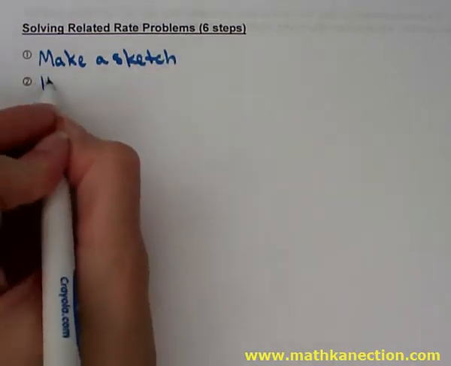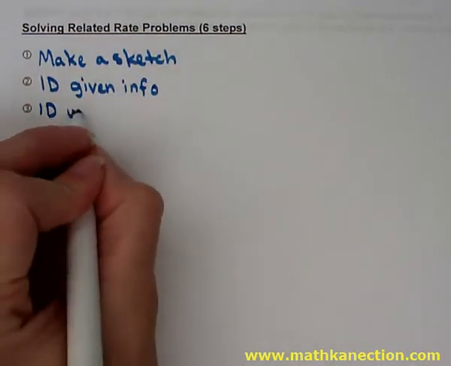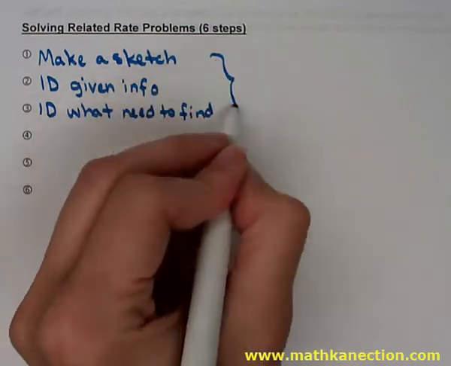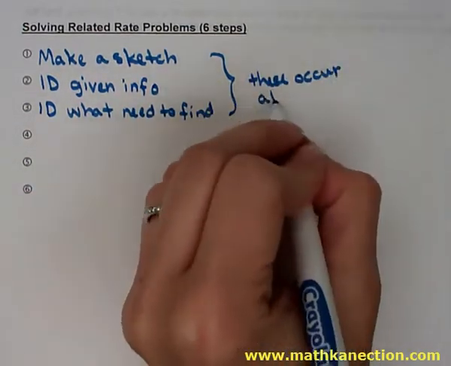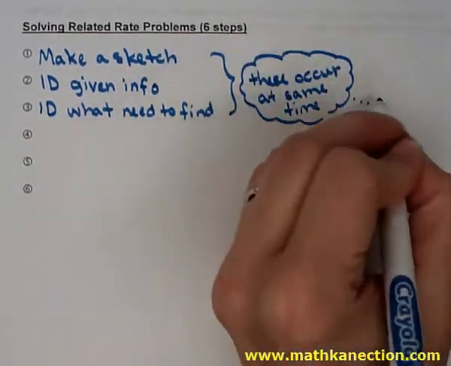So again, the 5 steps to solve the related rate problems. First step, make a sketch. Second, ID the given information. Third, ID what you need to find. Those first 3 steps are going to be occurring just about the same time.